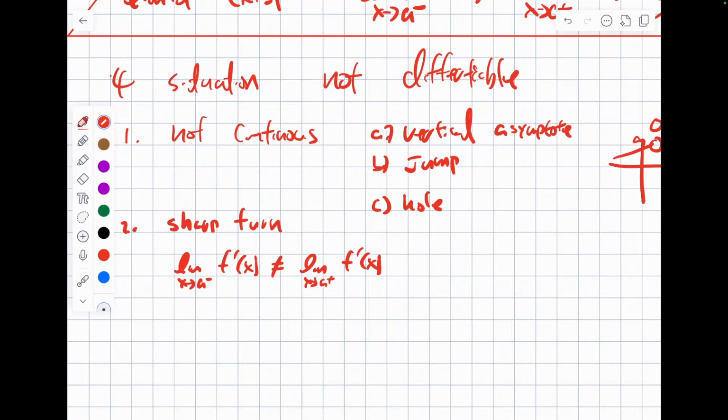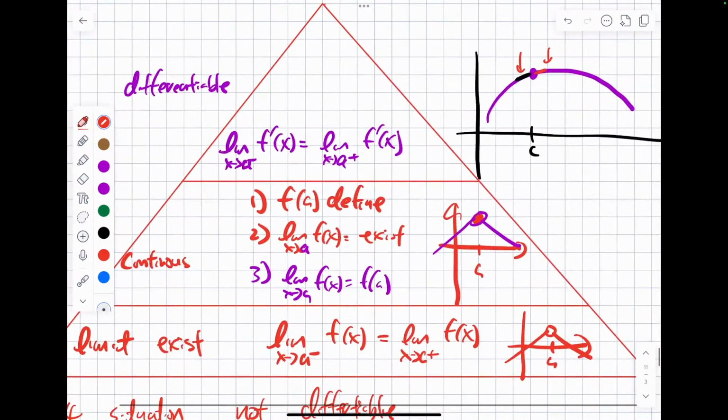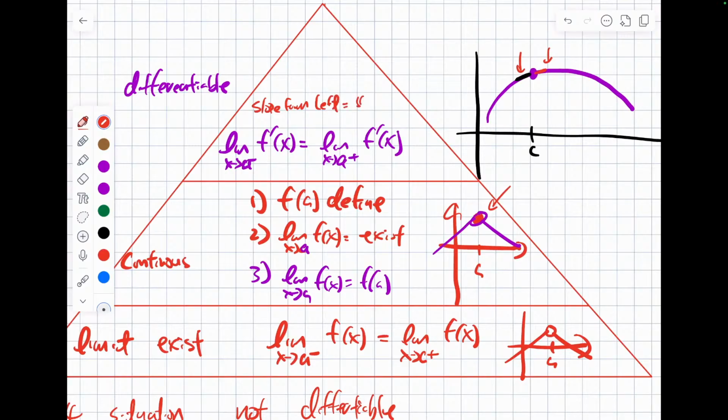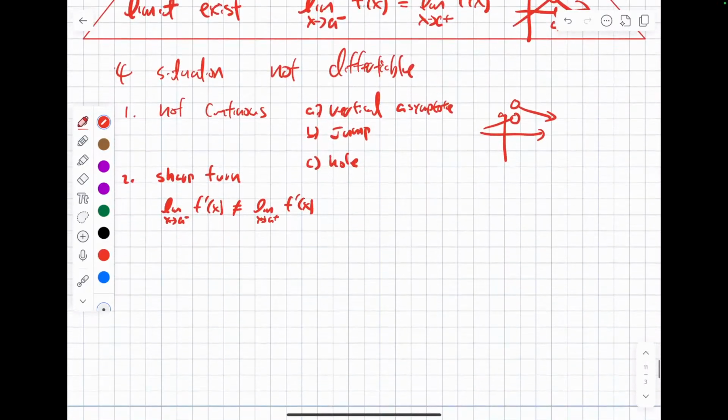The sharp turn means the slope from the left does not equal the slope from the right. Okay? On the graph, that would look like the roller coaster example you showed us. So this is a sharp turn. For a function to be differentiable, the slope from the left automatically equals the slope from the right. So the black and red are the same, so they must imply exactly the same. But if they don't equal each other, it's a sharp turn.